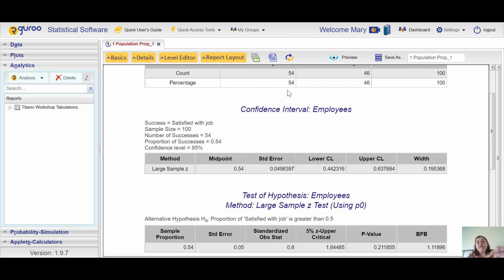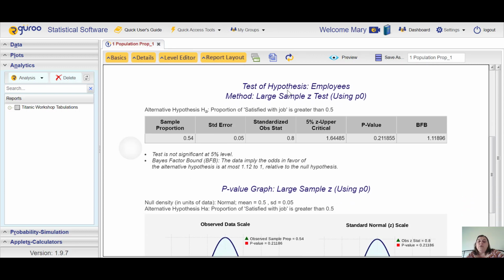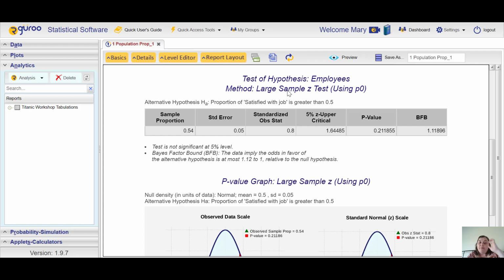So the confidence interval, if we just looked at that, is showing that it's not greater than 50%, because the entire confidence interval is not greater than 50%. 50% is in between the lower and the upper value. But again, what we're interested in here is our hypothesis test. So you can see they give you a lot of the same statistics, but we want this one, the p-value.